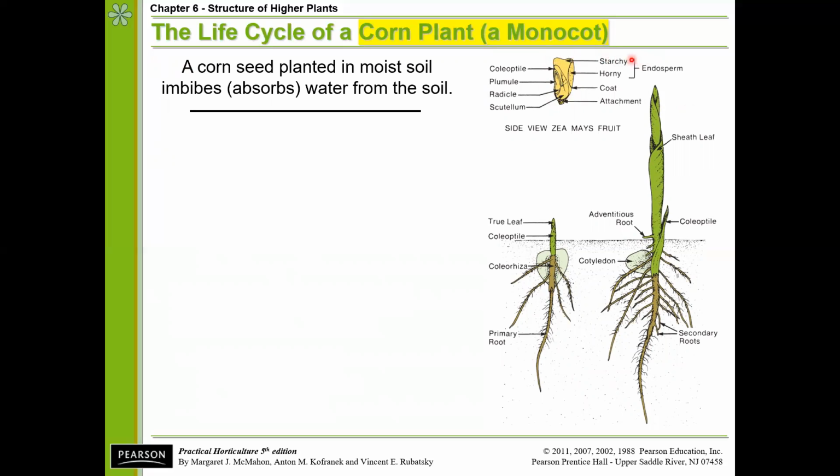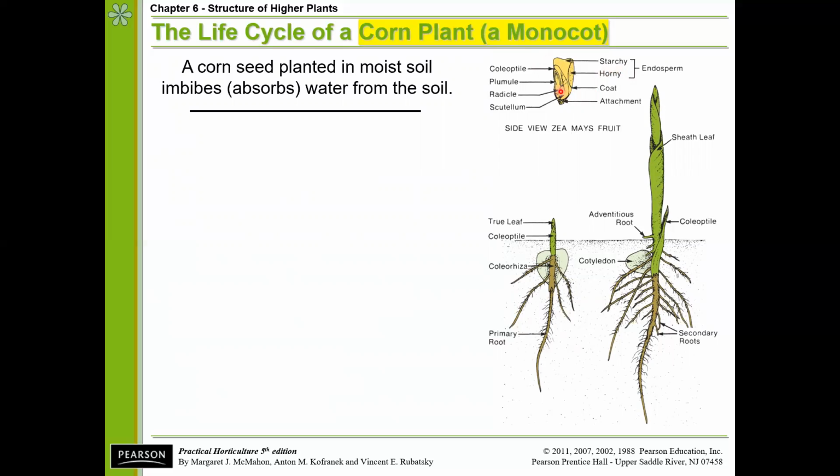But it's mostly made up of an endosperm, which is where there's a lot of the food that is feeding the developing embryo. The embryo itself is a good portion of the seed, and then the coleoptile, or really what is the cotyledon itself, is also a good part of the seed.